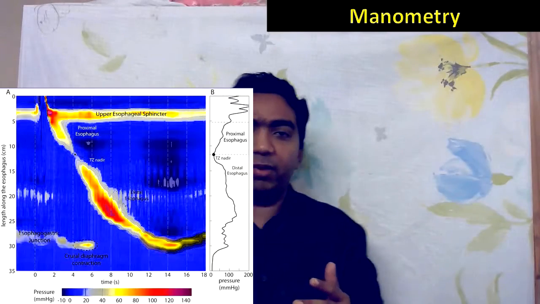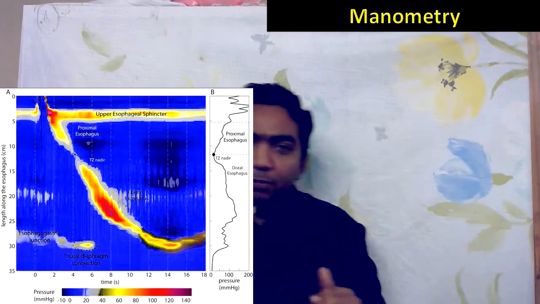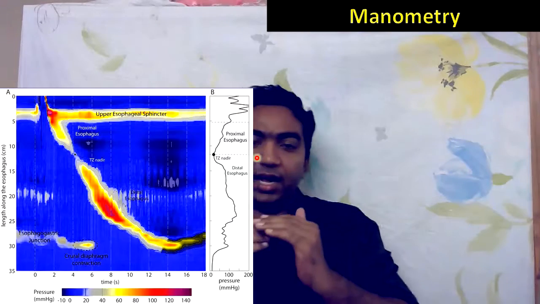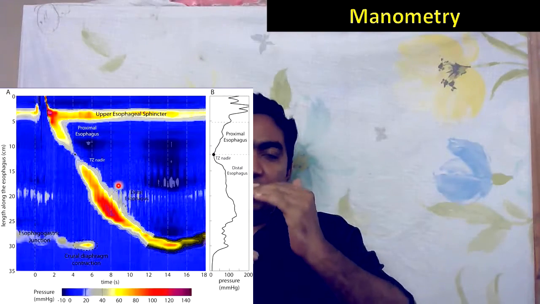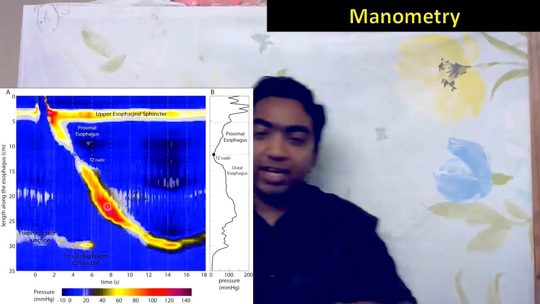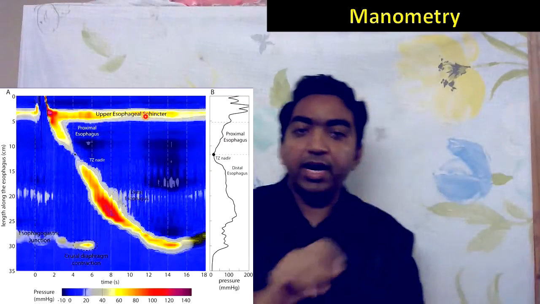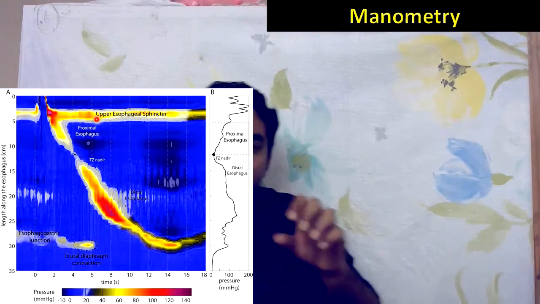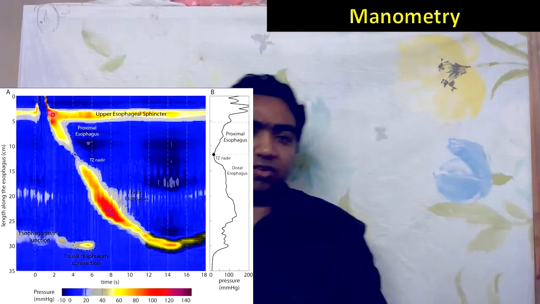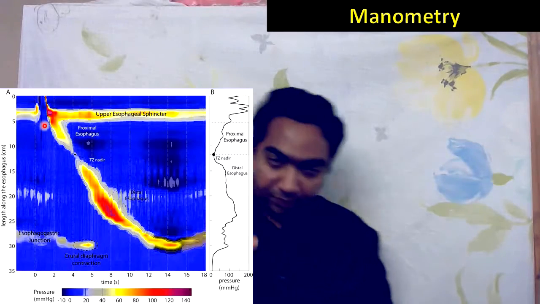Discussing much about manometry is beyond the scope of this presentation. See, in manometry, the blue color is of lower pressure, the green color is a bit higher pressure, the yellow is a bit higher still, and the red is the maximum amount of pressure. You can see the upper band. The upper band of that red-yellow part is the cricopharyngeal sphincter. The cricopharyngeal sphincter is in a tonic contraction phase. Only during the passage of the food does the cricopharyngeal sphincter relax.